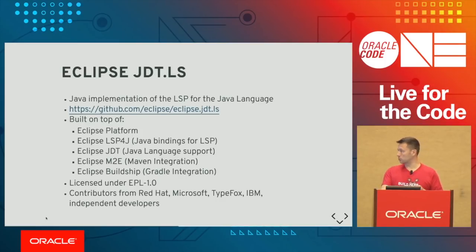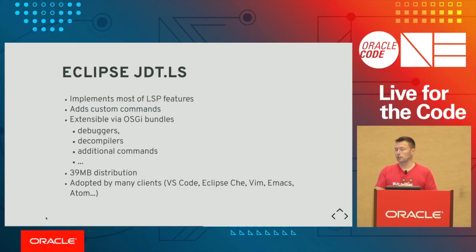The server itself, the project itself is open source, licensed under the EPL 1. And most of the contributors are coming from Red Hat, Microsoft, Typefox and IBM, and some other independent developers. As I said, it implements most of the language server protocol features, but it also adds custom commands. For instance, if you want to add a command that says, compile the workspace, compile all the Java classes, this is not defined as a common standard message in the language server protocol. So we've added several custom commands like that.